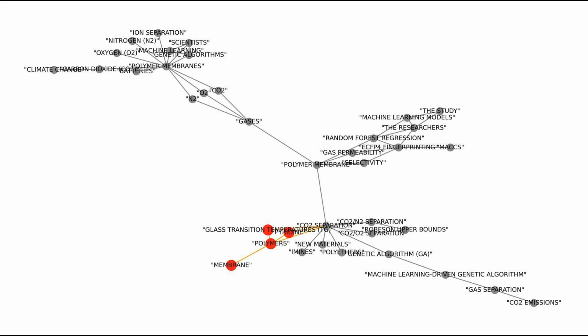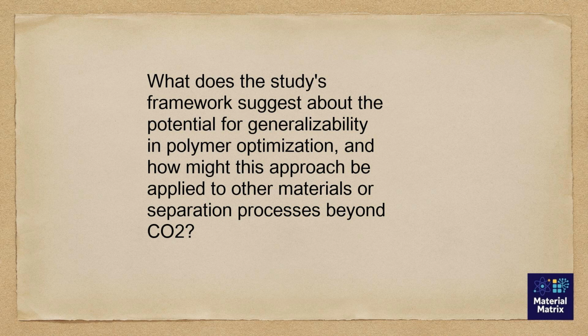So further studies, both computational and experimental, will be necessary to explore these aspects and validate the predictions. Overall, the findings indicate a promising direction for developing new polymer membranes that could significantly improve CO2 separation processes. What does the study's framework suggest about the potential for generalizability in polymer optimization, and how might this approach be applied to other materials or separation processes beyond just CO2?